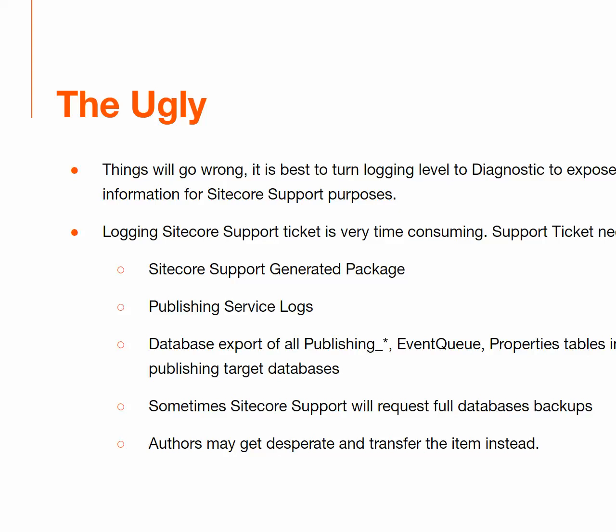Things will go wrong, and when they go wrong, you need to turn the logging level to diagnostic to expose more logging information for Sitecore support purposes. And the diagnostic logs are massive. We've got diagnostic logging running at the moment in a production website. It's generating a 3 gig text file every single day because we need Sitecore support. So we have to leave it turned on, right?